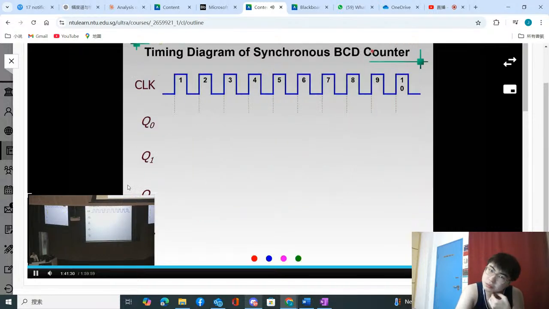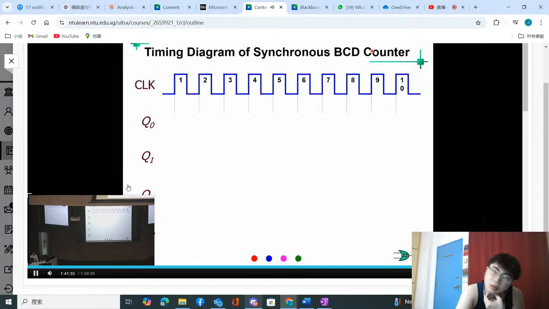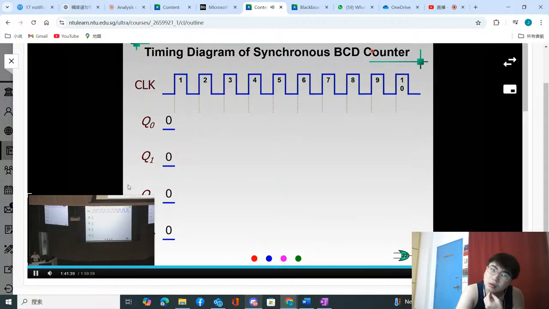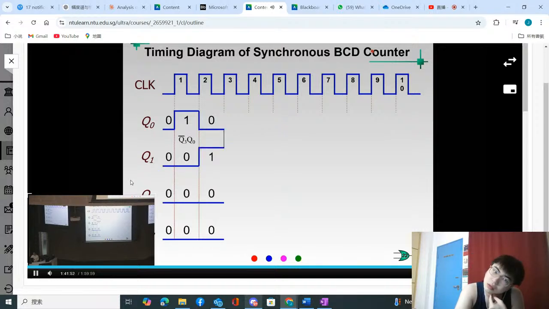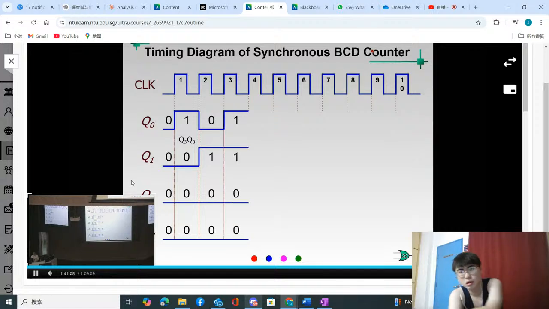Now let's look at the timing diagram. The timing diagram is very straightforward. The next state always depends on the design and the previous state. So the current state is 0, 0, 0, 0, and the next state will be 1, 0, 0, 0. And then 0, 0, 1, 0, and then 0, 0, 1, 1. For this design, you don't need to worry about negative clock edge or positive clock edge. Because in a finite state machine, you move from one state to another state.